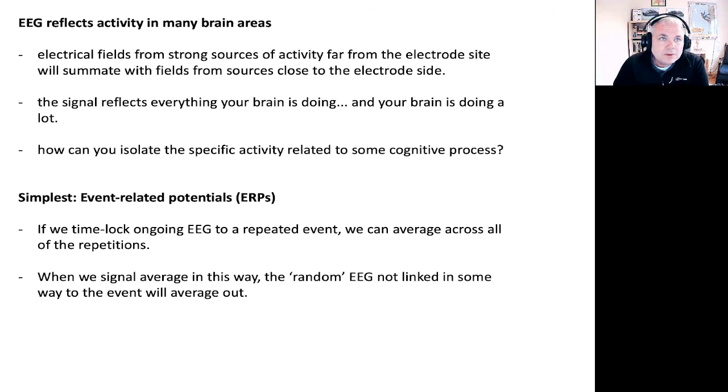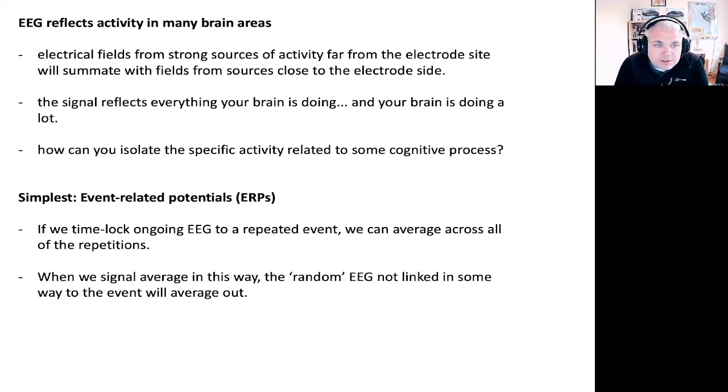So EEG, as we've already kind of talked about, reflects activity in many, many brain areas, right? So electrical fields from strong sources of activity far from the electrode site will summate with fields from sources close to the electrode site. So the signal reflects everything your brain is doing, and your brain is doing a lot. So that leaves open the possibility you want to isolate specific activity related to some cognitive process, right? So instead of looking at all of that brain activity that's involved in all of the underlying cognitive processes at any point in time, you might want to isolate the specific activity related to some specific cognitive process.